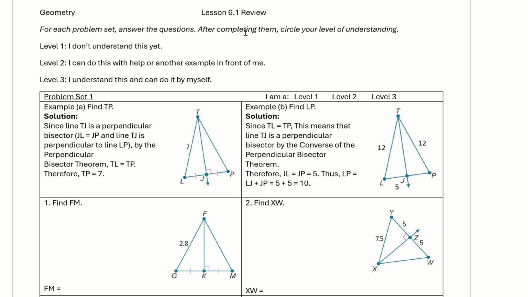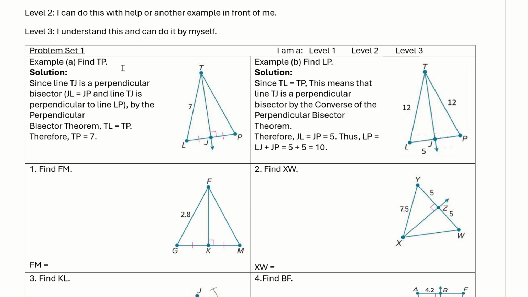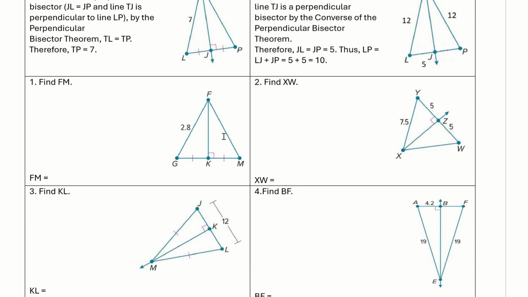All right, so let's go and get started. So we have several problem sets here. Problem set number one is being able to identify the perpendicular bisector theorem, the converse of the perpendicular bisector theorem, and just being able to apply it. All right, so let's go ahead and get started.